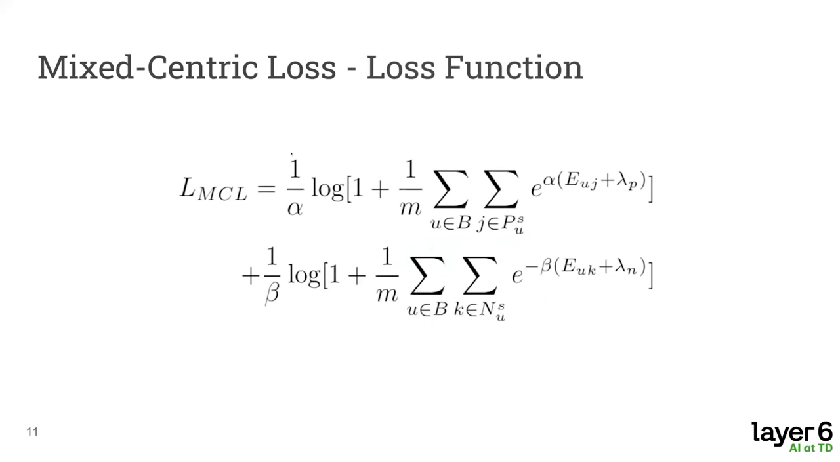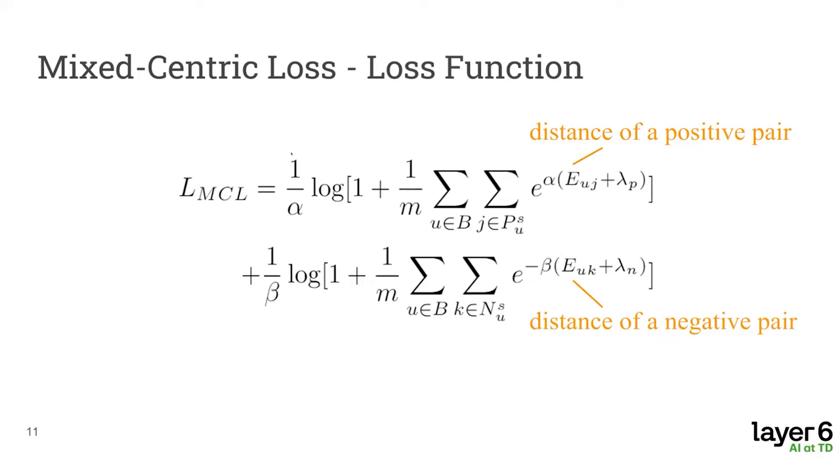Now, let me introduce you our loss function. As you can see, the top part of the loss has a term EUJ in it, which is the distance of a positive pair, UJ. And the bottom part of the loss has a term EUK in it, which is the distance of a negative pair, UK.